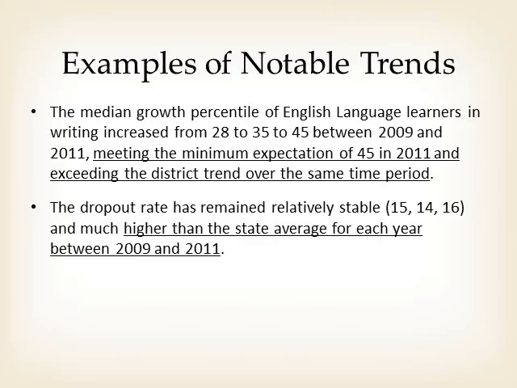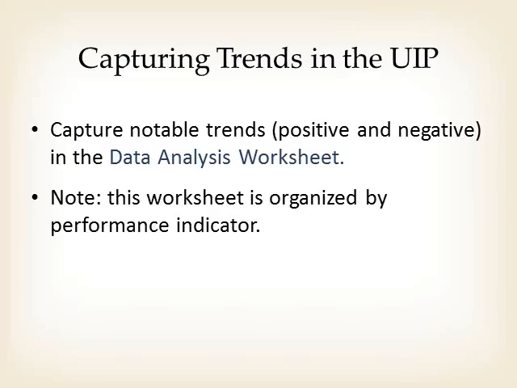Here are some more examples of notable trends. The part of the trend that made it notable is underlined in each case. Once the planning team has identified notable trends, those trends, both positive and negative, should be captured in the UIP Data Analysis Worksheet. This is part of the UIP template and is organized by performance indicator. A similar resource is included in the UIP online tool.